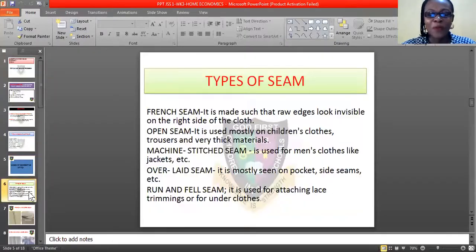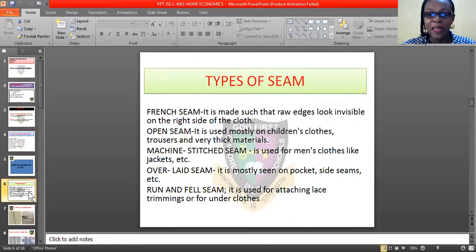Yes, let's move forward. With the aid of this video clip, let us go to the types of seam. We have French seam, open seam, machine stitched seam, overlaid seam, run and fell seam, and so on. Now, what is French seam? French seam is made such that the raw edge looks invisible on the right side of the cloth.